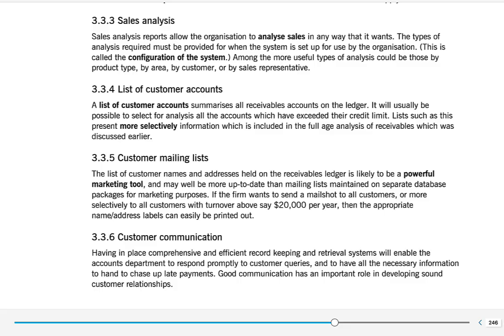Question 3. If the list shows many customers close to their credit limits, what is a sensible control action? Answer, you should say, require authorization for further credit sales or tighten credit terms depending on policy.